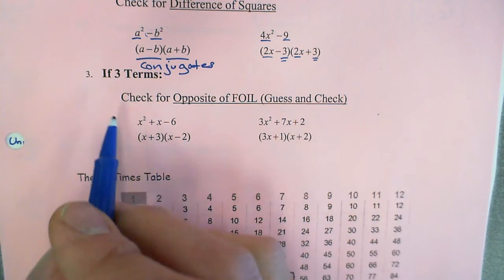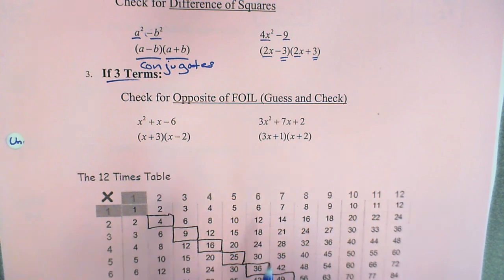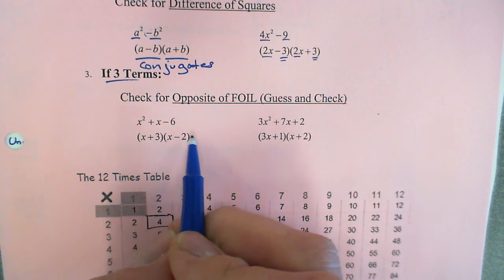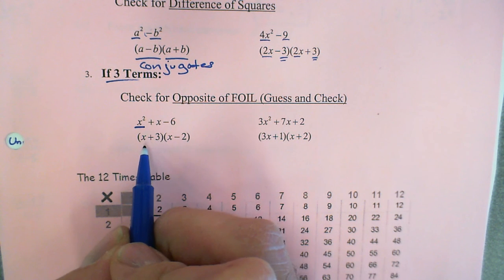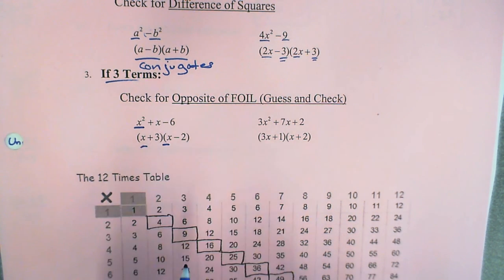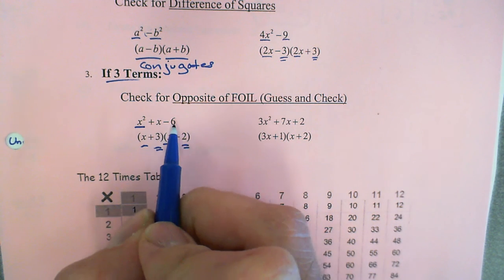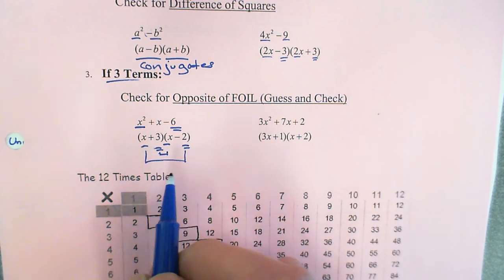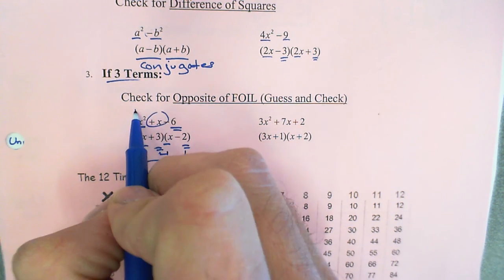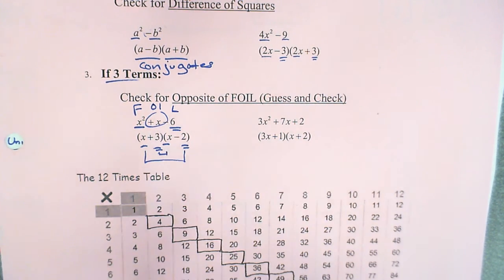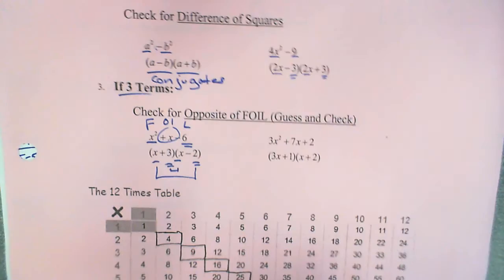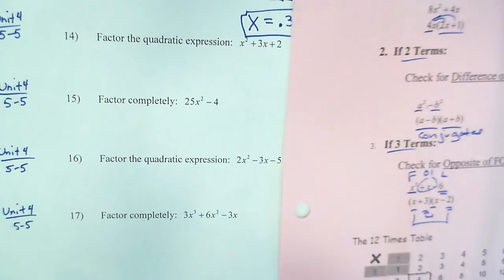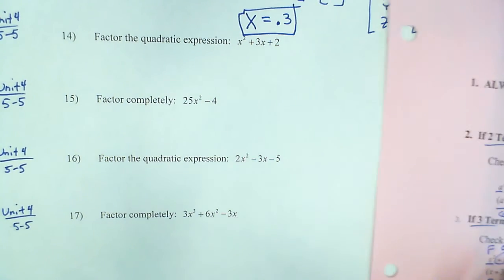And then a last one would be 3 terms. If you had 3 terms, you'd be doing the opposite of FOIL or guess and check. So you would start with 2 sets of parentheses, and remember the first term times the first term has to get you the first term. The last term times the last term has to get you the last term. And then your outers and your inners have to get you the middle. This is the first, this is the outers, inners, this is the last. Okay? So, using that idea, looking at number 14, first we're going to check for a common factor.